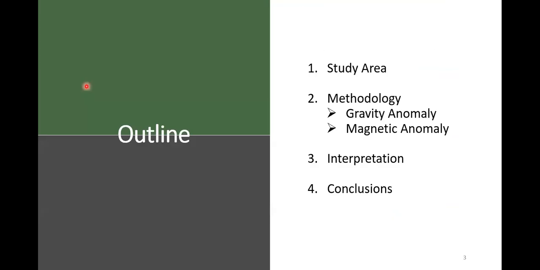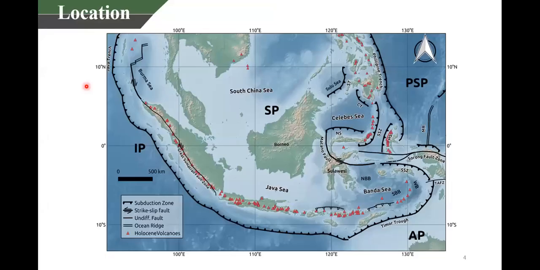Well, so here is the outline of today's lecture, whose objective is to present some of the most interesting features that can be identified in the geophysical data. And so let's start. Here is the location of the study area. We are in Southeastern Asia. And as you can see, we can divide this into two regions.